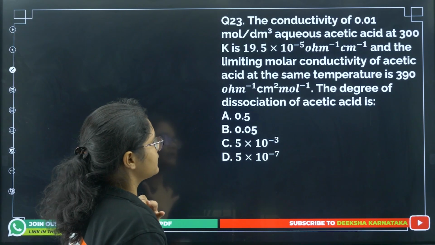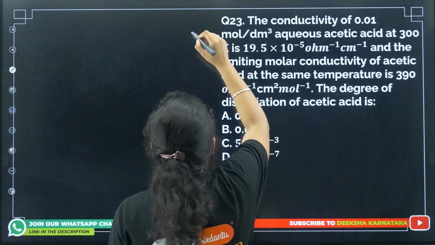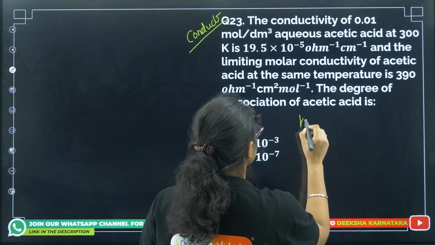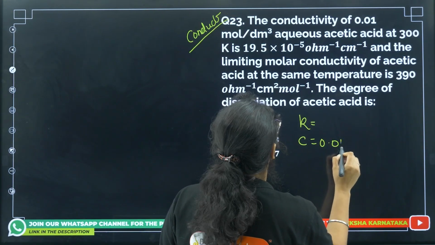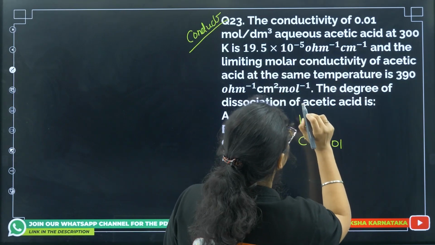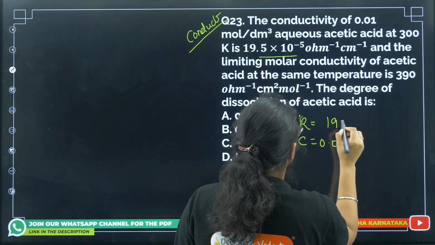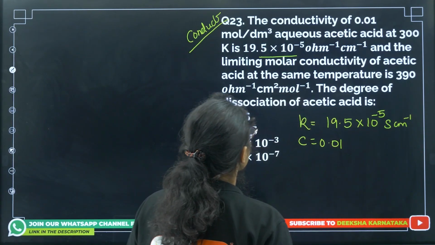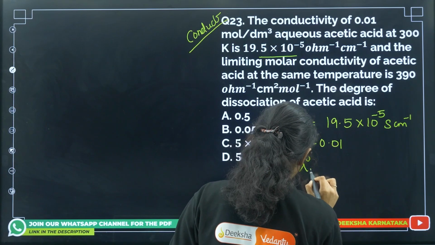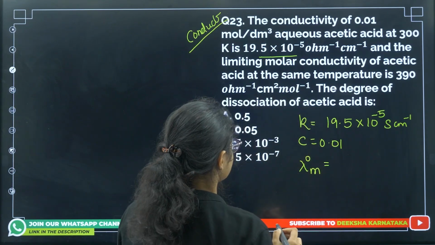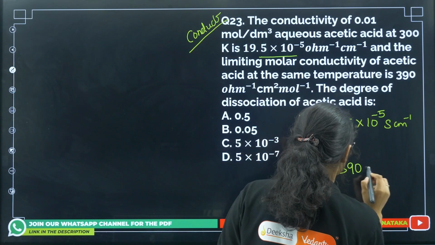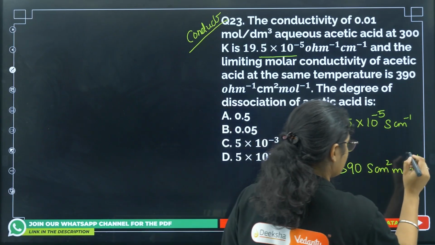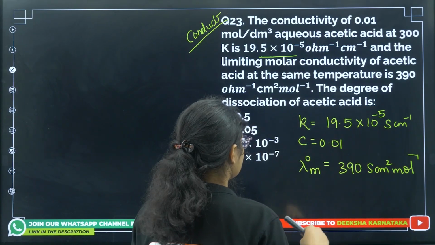Let us go to the next question, question number 3. This question is also from conductance. The conductivity, meaning the kappa value, is given. The concentration is 0.01. The conductivity of an aqueous solution of acetic acid is 19.5 into 10 to the power of -5 S centimeter inverse. And the limiting molar conductivity, that is lambda naught m, of acetic acid is 390 S centimeter square mole inverse, right? At the same temperature, the degree of dissociation.